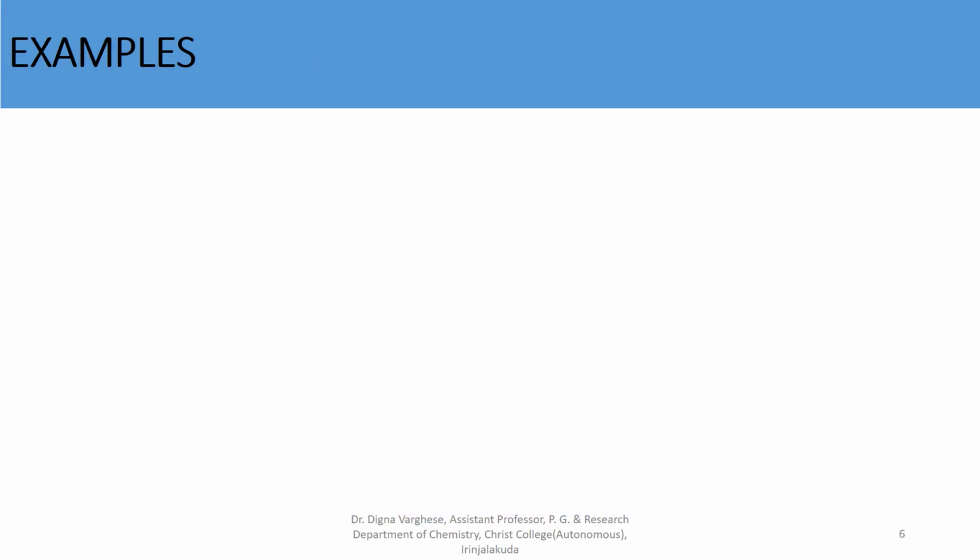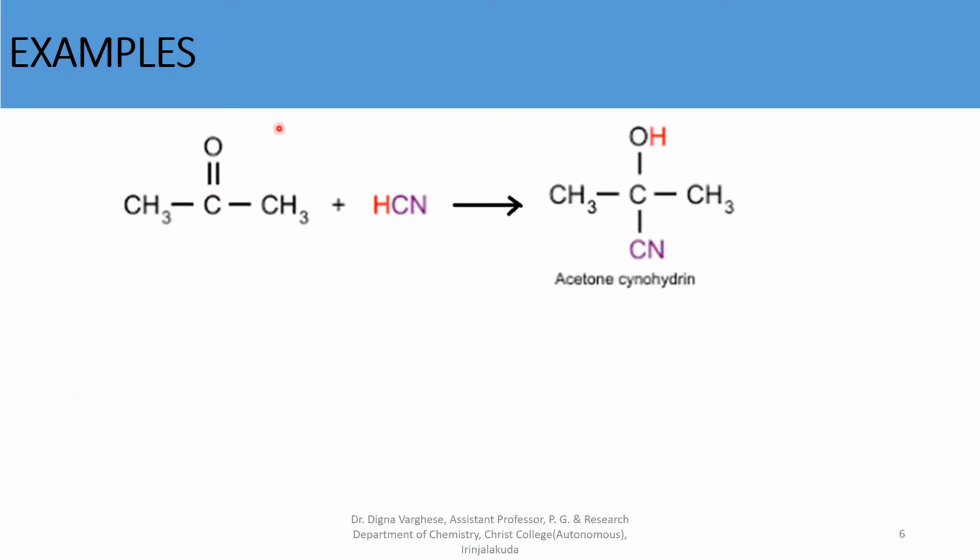Another example of a nucleophilic addition reaction using HCN: acetone reacts with HCN, forming acetone cyanohydrin. Here you can see the CN minus, that is the nucleophile, attached to the carbonyl carbon, forming an alkoxide, which reacts in the next step with the H plus of the reaction medium. So it forms acetone cyanohydrin.